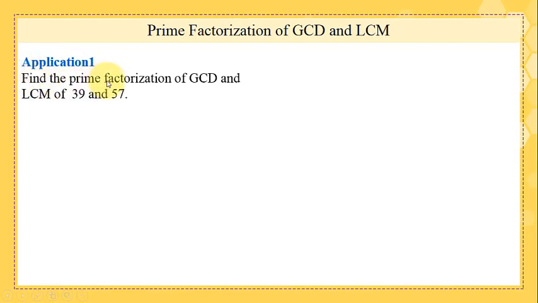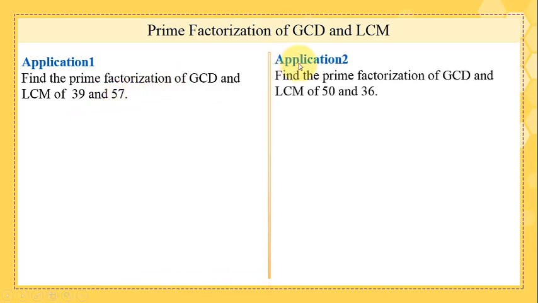Application 1. Find the prime factorization of a GCD and LCM of 39 and 57. Application 2. Find the prime factorization of a GCD and LCM of 50 and 36. Pause this video to solve these applications. Solution.